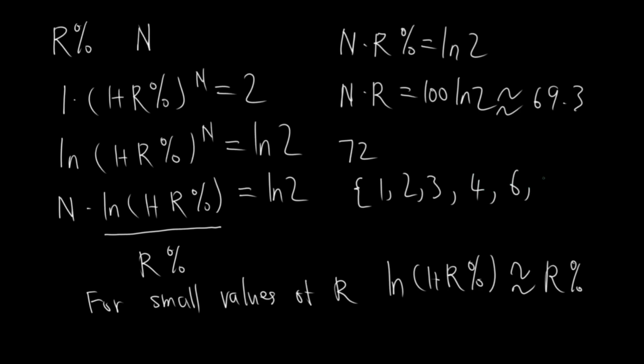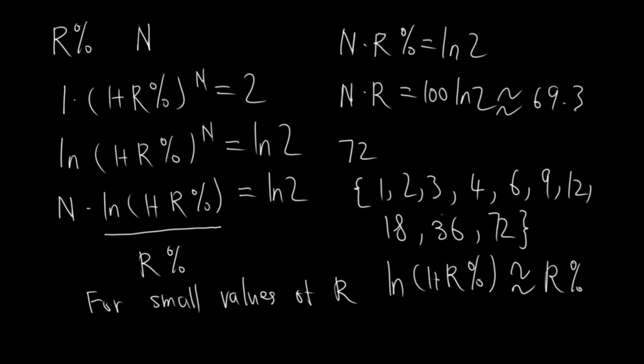6, 9, 12, 18, 36, and 72. Oh, I missed 24, but never mind. So basically it's a multiple of a lot of integers. Therefore, it would be easier to divide 72 by a number. And that is how we arrive at this math trick.